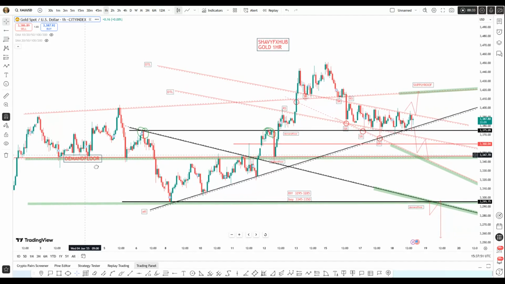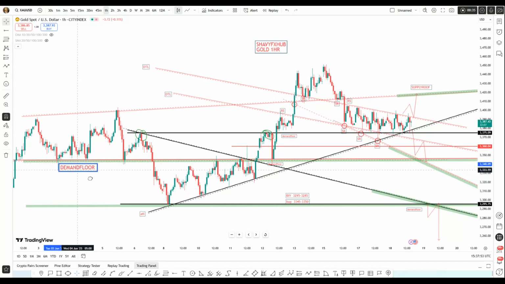Now, this demand floor, to summarize it, I'm going to call it an SR. SR means support becomes resistance, some break of structure.